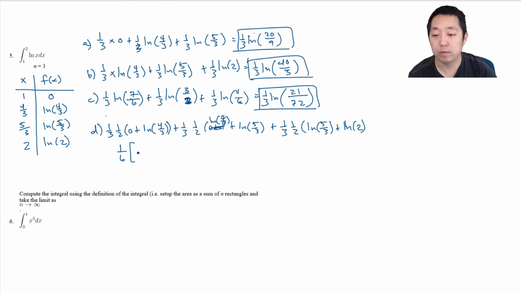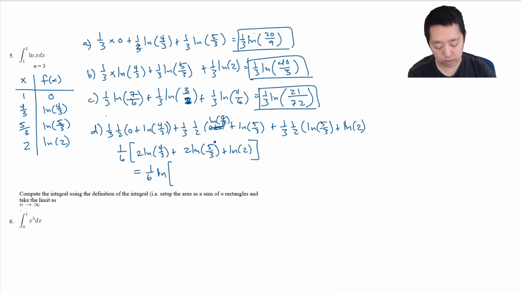So that's 2 ln of 4/3, that 0 doesn't count. And I have an ln of 5/3 here and an ln of 5/3, 2 ln of 5/3, and then plus an ln of 2. And then I could square and multiply. This would be 1/6 ln of 16 times 25 is 400. 400 times 800 divided by 9. 9 times 9 is 81.